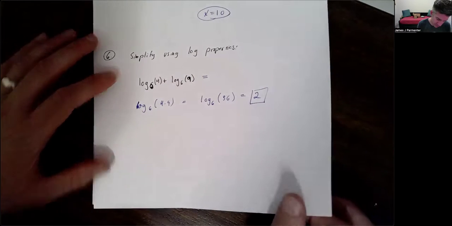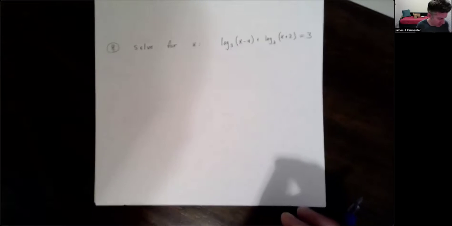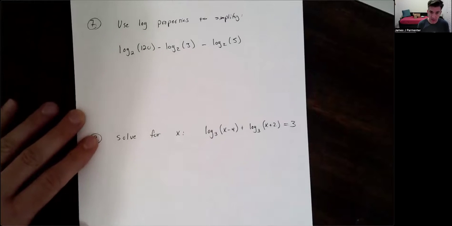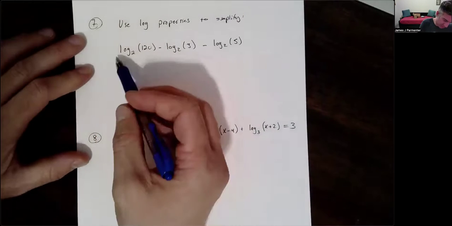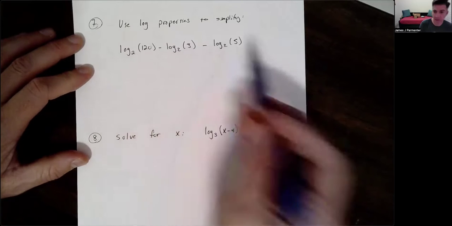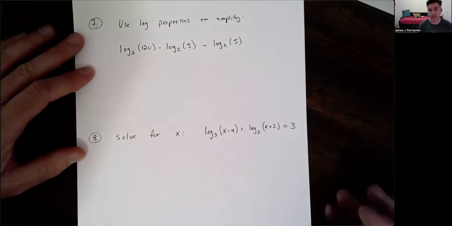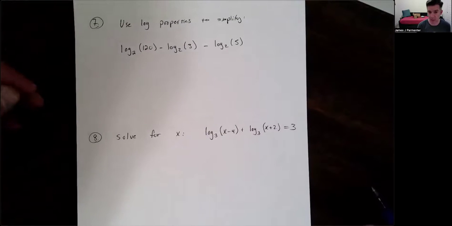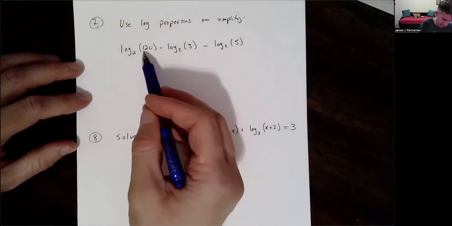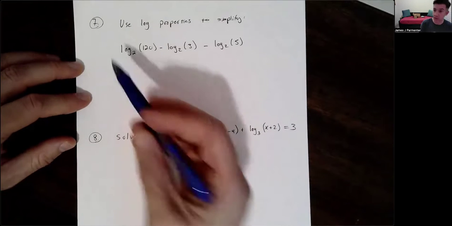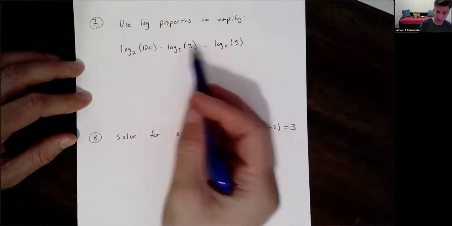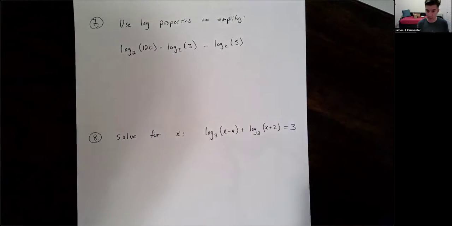Let's look at another one here, again using these log properties. Using log properties to simplify the expression log base 2 of 120 minus log base 2 of 3 minus log base 2 of 5. The bigger thing to see here is that when you're adding or subtracting logs together, all of the arguments of the logs with positive coefficients end up in your numerator, and all the logarithms with negative coefficients, the arguments end up in the denominator of the final argument.